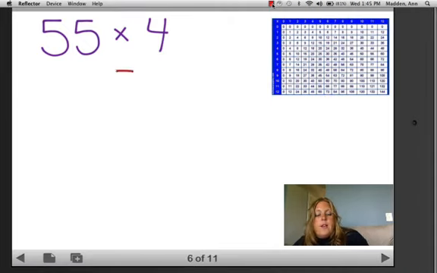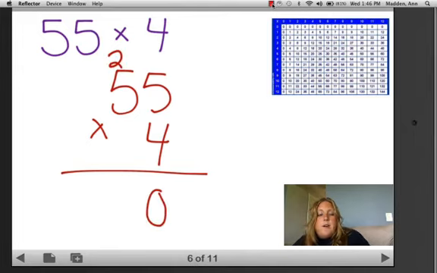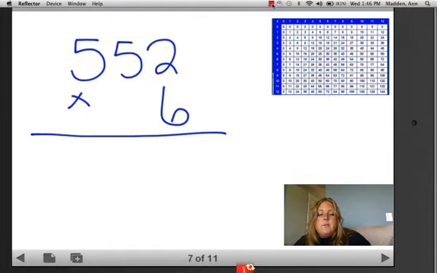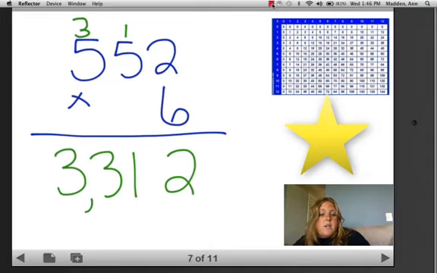55 times 4, let's rewrite it out. 5 times 4 is 20. 4 times 5 is 20, plus 2 is 22. 552 times 6. 2 times 6 is 12. 6 times 5 is 30, plus the 1 is 31. 6 times 5 is 30. 30 plus 3 is 33. 552 times 6, 3,312.